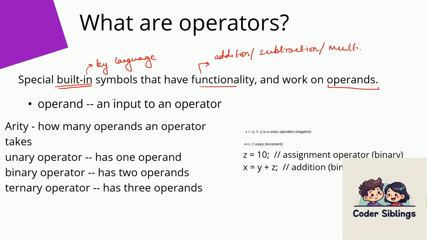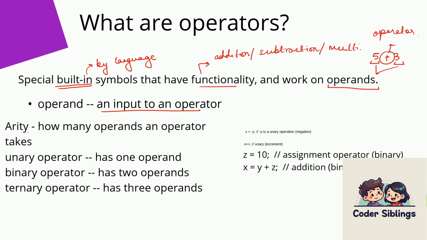So an operand can be defined as an input to the operator. Suppose if I calculate 5 plus 3, in this case here 5 and 3 are operands and plus is the operator.